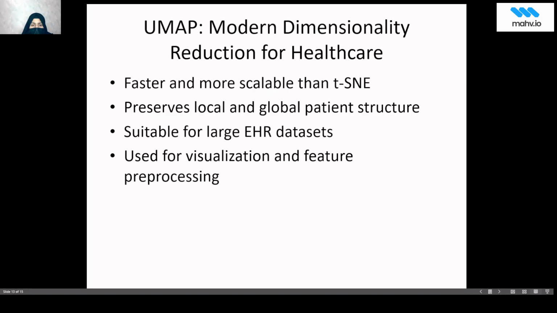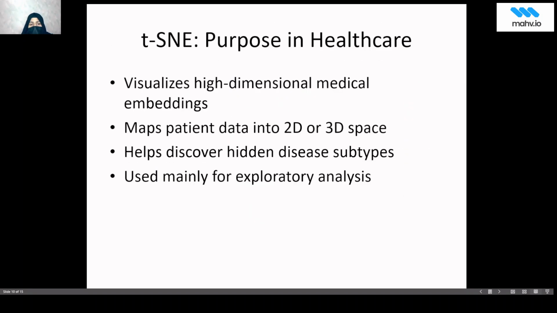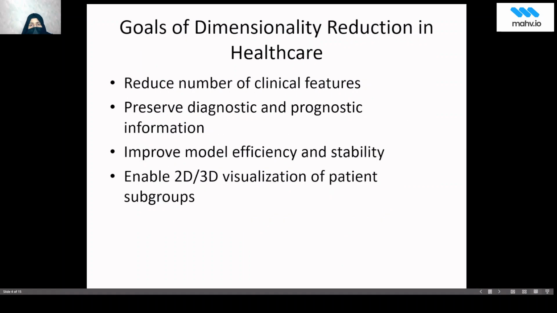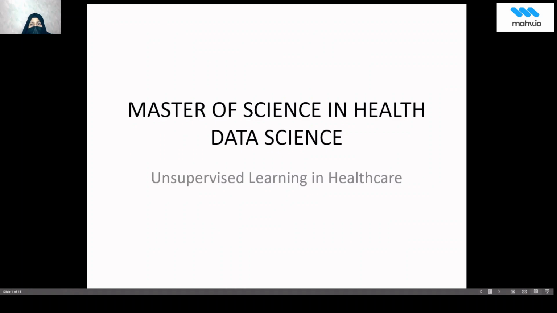So I hope it is clear. After that, we will move toward the lab, in which we'll see practical examples of these things.